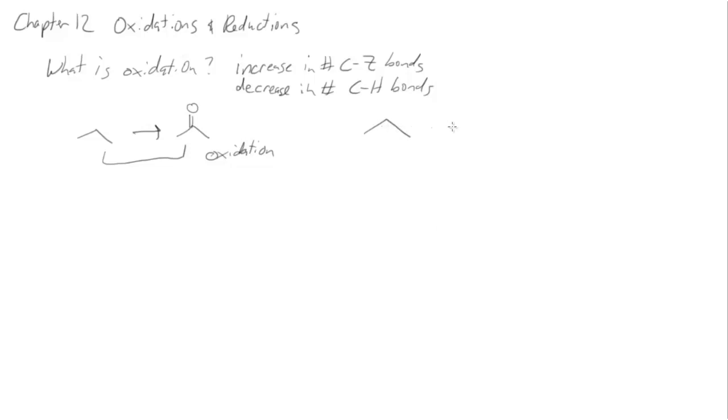Now, one of the reasons that it is valuable to have both different definitions is that if I look at this one, I actually don't have any CZ bonds. So Z is usually something that's non-carbon, non-hydrogen. However, I have decreased the number of CH bonds by 2. So this is also an oxidation.